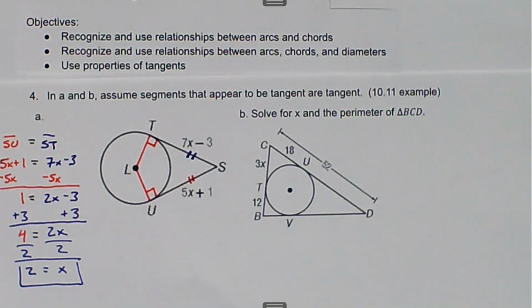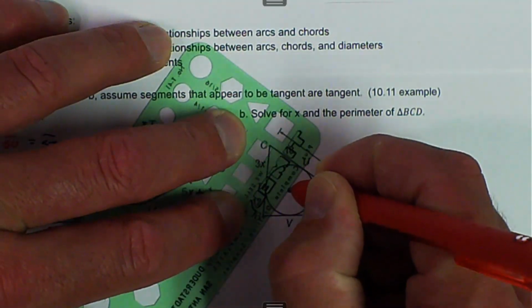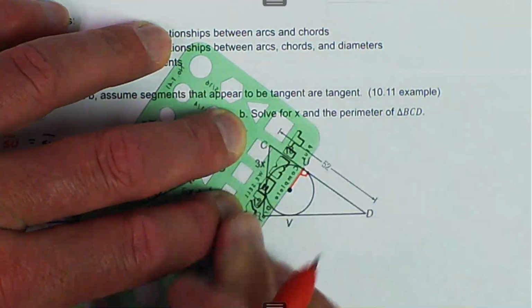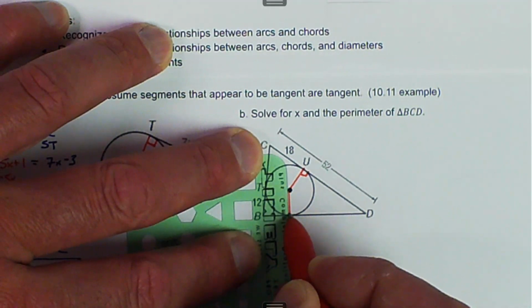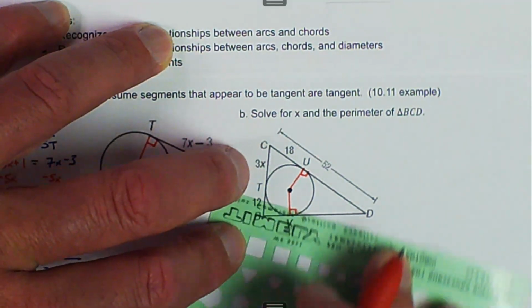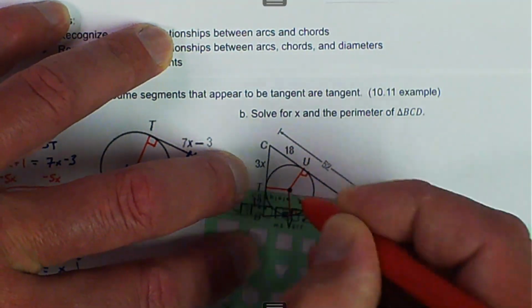And then we look at B, and it says solve for x and the perimeter of triangle ABC. And remember, things that look to be tangent are tangent. So we have a lot of segments that are tangent here. Right there is a 90-degree angle. Point V here is also going to be a 90-degree angle. And then at T is also going to be a 90-degree angle.